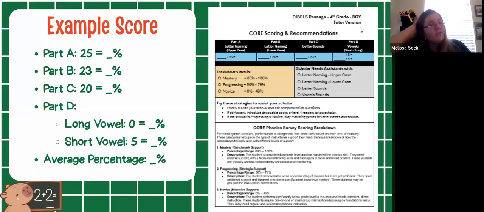Go ahead and score it. I've given you all of the scores that you need, so the part A, part B, and part C. And so I want the percentages for each of them. And then of course the average percentage.